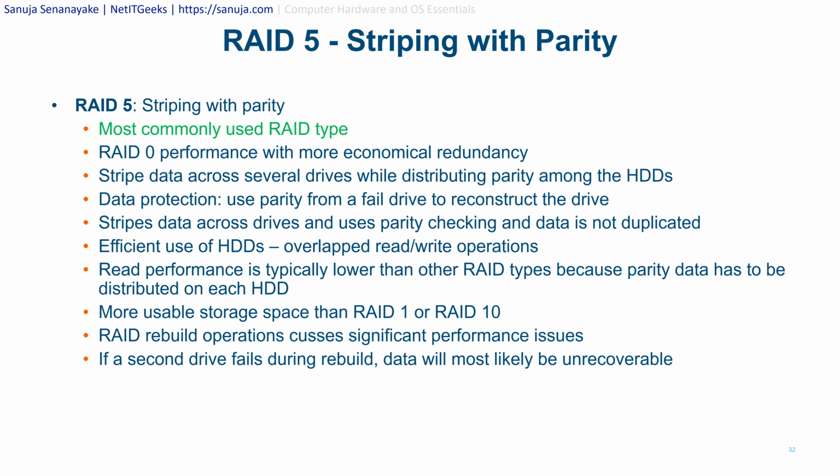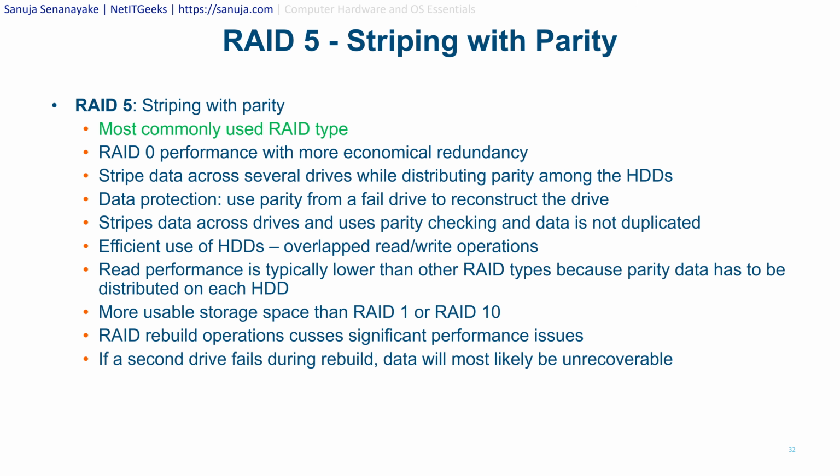It stripes data across several drives while distributing parity among the hard drives. So instead of having a dedicated parity hard drive, now you will have the parity distributed. In other words, those error correcting or data recovery information will be spread across the hard drives. You can look at the parity as data recovery bits that have been spread across. Again, I'm not going to go into depth in this lecture, but I will in a separate RAID lecture. Just look at parity as a way to recover data.